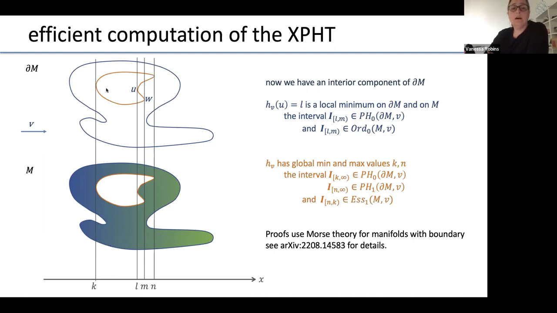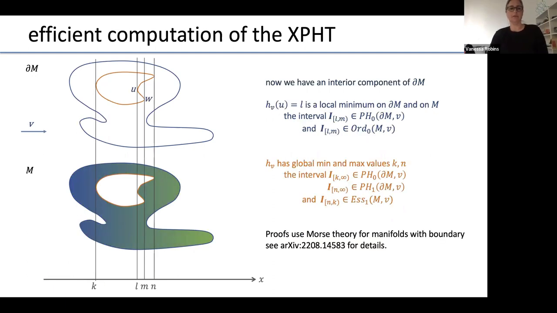But now, because it's an interior curve, we know it's creating a hole basically in our object M. And so the global minimum and global maximum of this interior curve become the birth and the death of the essential one cycle in M. All right, so the zero cycle is born at K, the one cycle is born at N, and the essential class for the main object M has the interval from N in the ordinary parameter, K in the relative parameter space. Okay.